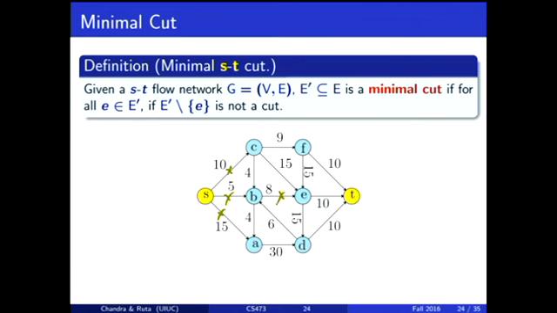Let me see, I'm doing more work than I need to. That is, I don't need to remove all four edges. I can remove a proper subset of those edges and still have a cut. So it's just inclusion-wise minimal. A minimal cut is a subset of edges such that if I take out any one of those edges, it's not a cut. So this is not a minimal cut because I can omit this edge and it's still a cut.